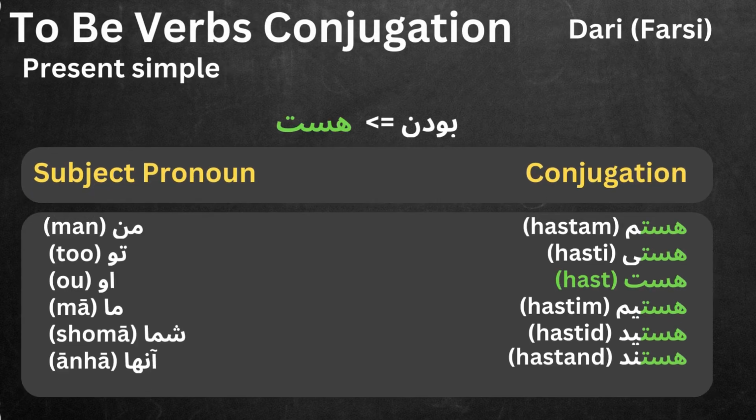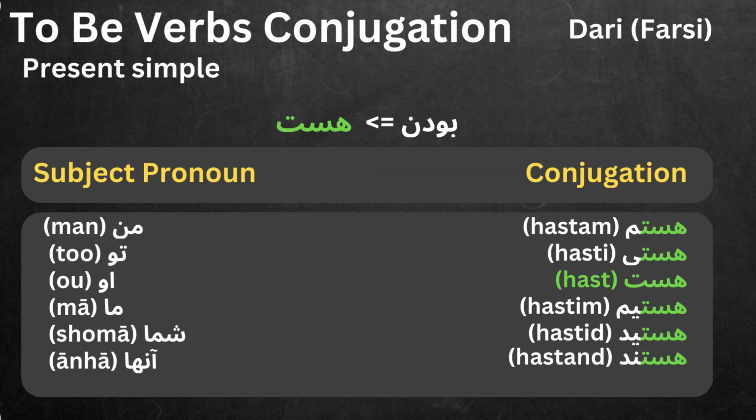To be verb conjugation in present simple. The to be verb in Dari is called بودن, and the stem of the verb is هست in simple present tense. And here we have two columns.